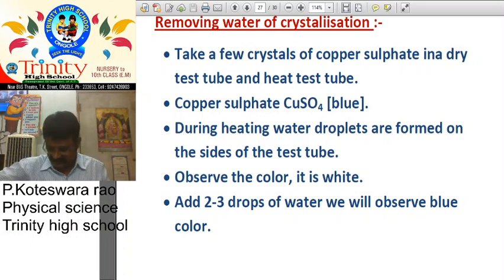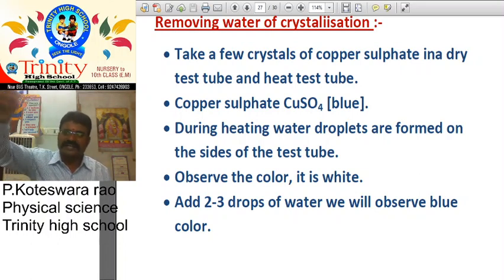So what about that one? Listen carefully. First of all, take a few crystals of copper sulfate in a dry test tube and heat on the Bunsen burner. Copper sulfate, what is the formula for copper sulfate? CuSO4. What about the color? Blue color. During heating, water droplets are formed on the sides of the test tube. Observe the color. We already saw. The color is white.